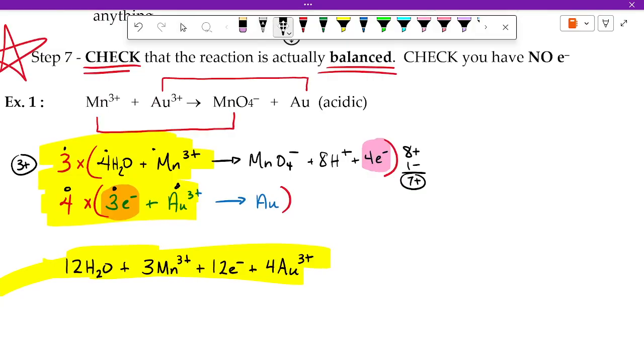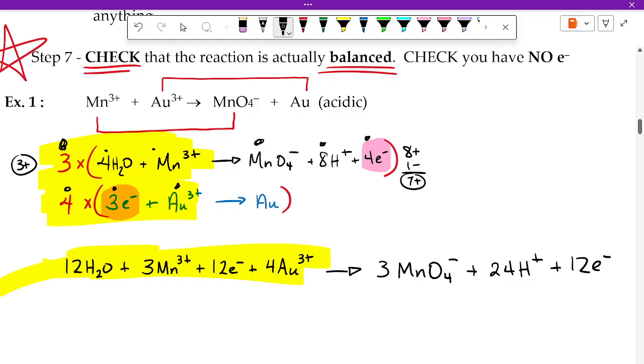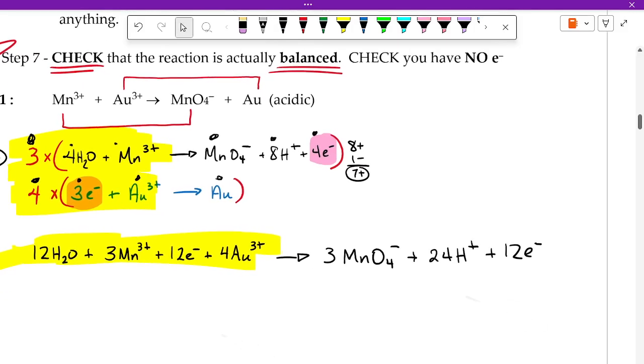Now we're going to go to our products, and I have 3 times 1 is 3 MnO4-. 3 times 8 is 24H+. 3 times 4 is 12 electrons. And that gets me through the top half reaction. My bottom half reaction: I've got 4 times 1 is 4 gold.